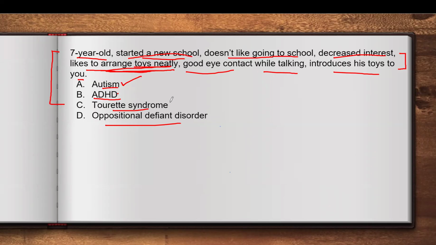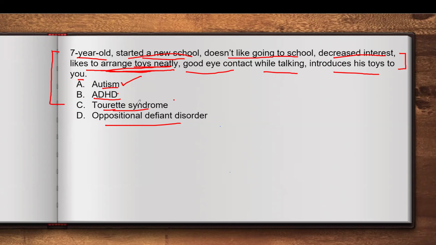Similarly, third option, Tourette syndrome. You know that this also has a DSM-5 criteria, but to summarize it, in Tourette syndrome, there are multiple motor tics and one or more vocal tics. This patient does not show any evidence of any motor or vocal tics.